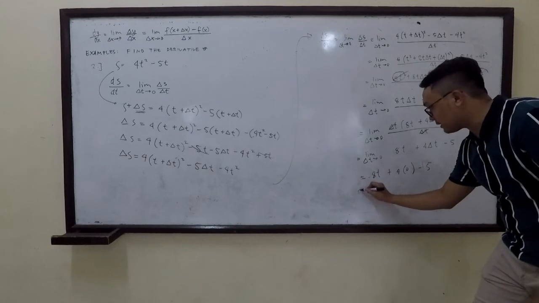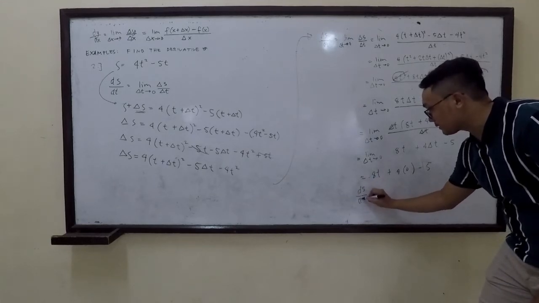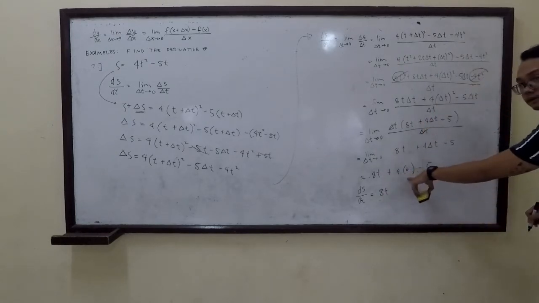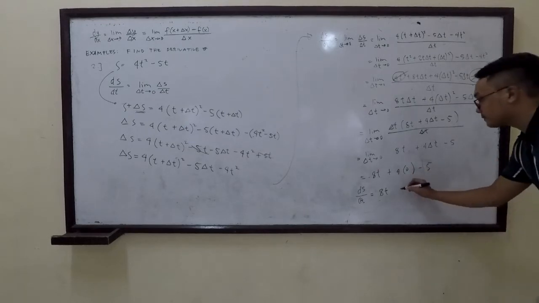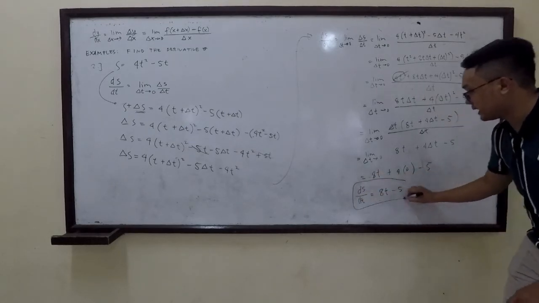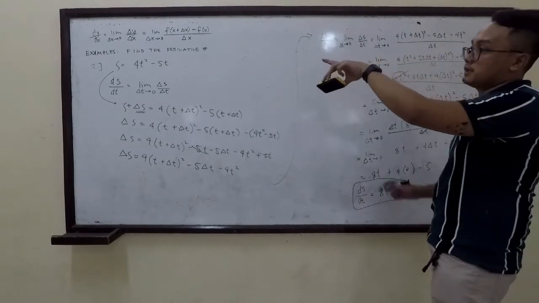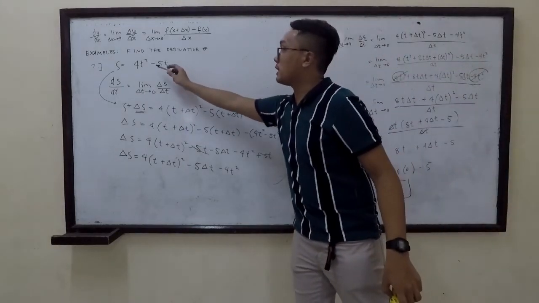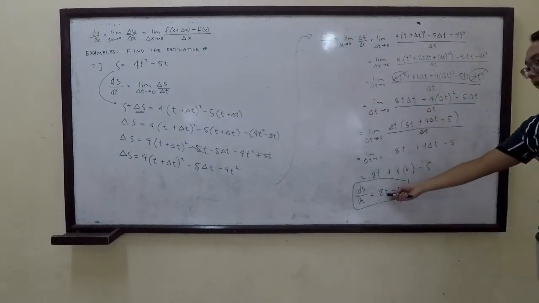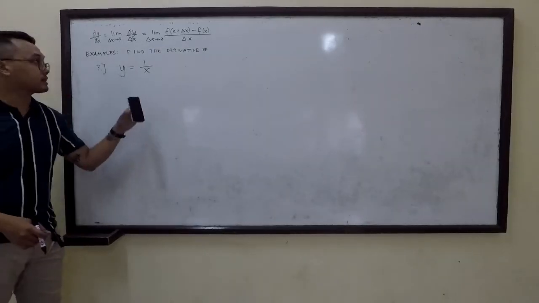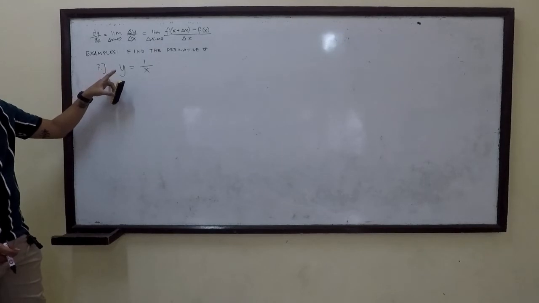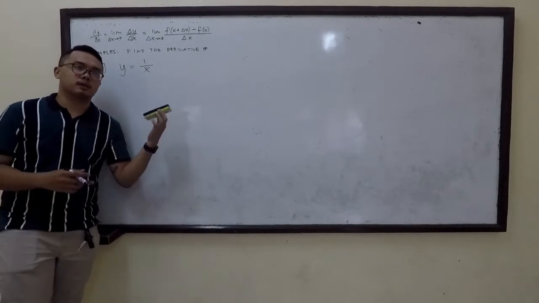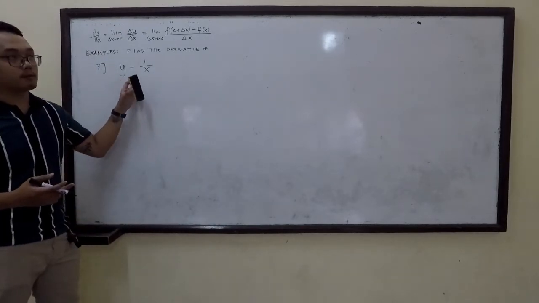So our derivative now, derivative of s with respect to t is nothing but 8t plus 0, so wala na, minus 5. So therefore, we can say that the derivative of s with respect to t, or the derivative of 4t squared minus 5t, is simply 8t minus 5. Okay, so this is the last example for differentiation using delta. Then by next topic, we are going to proceed with a somewhat simpler way of solving for derivatives.